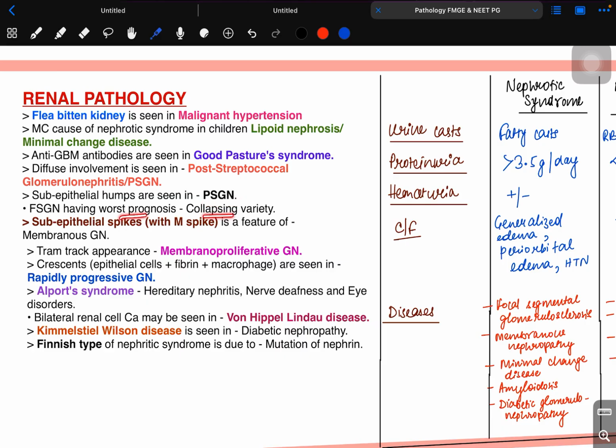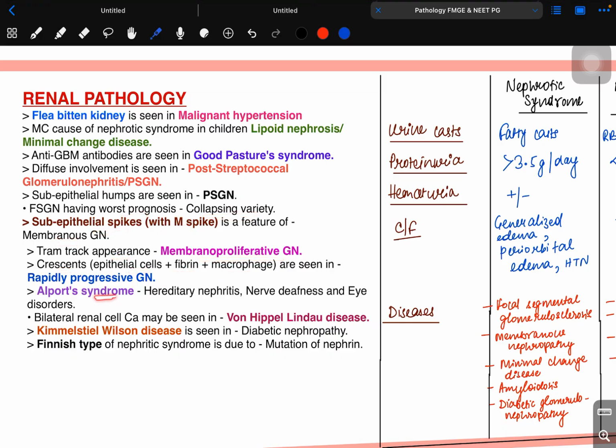FSGS having worst prognosis is the collapsing variety. Subepithelial spikes with M spike is a feature of membranous. Tram track appearance is found in membranoproliferative. Crescents with epithelial cells plus fibrin plus macrophage are seen in rapidly progressive.